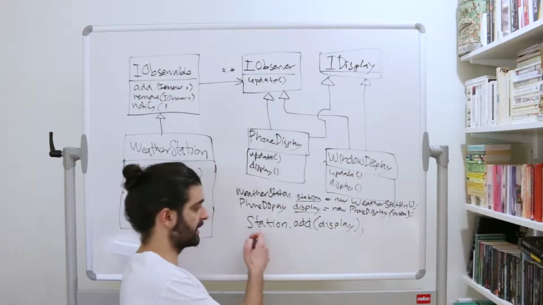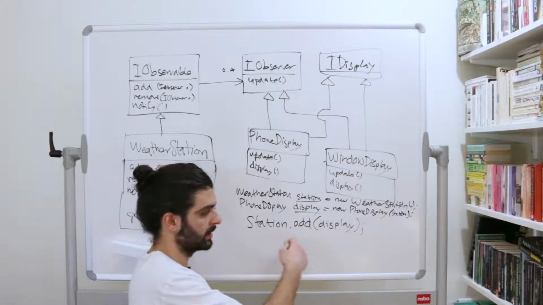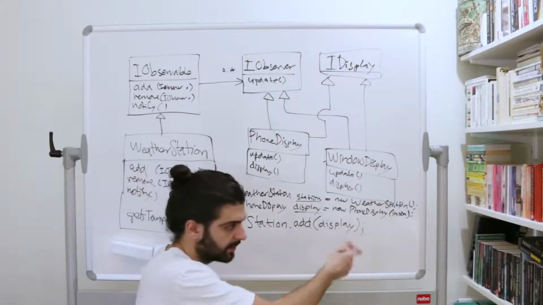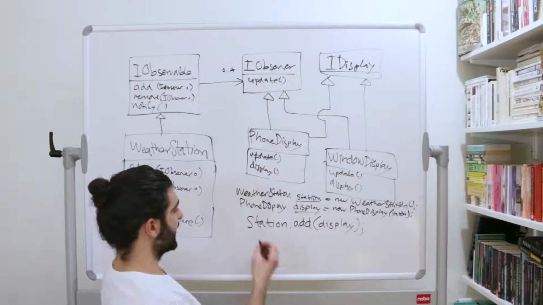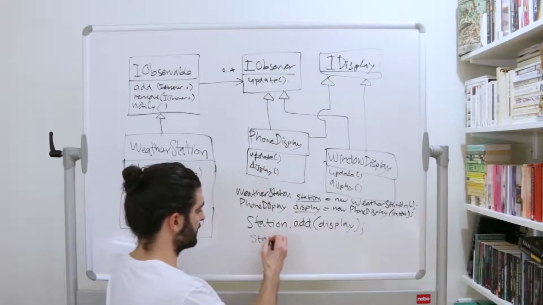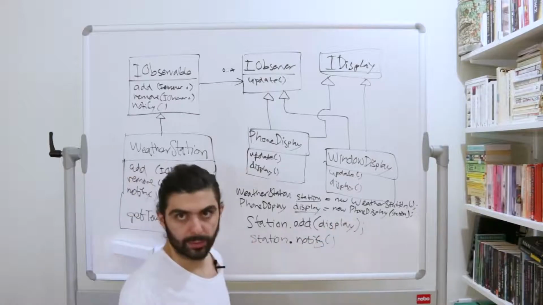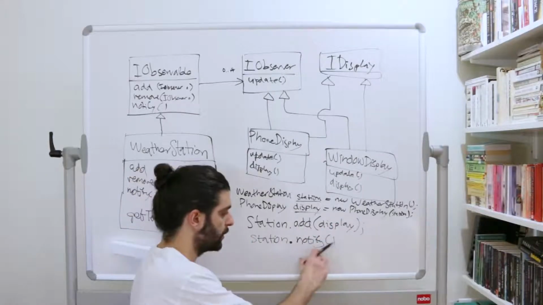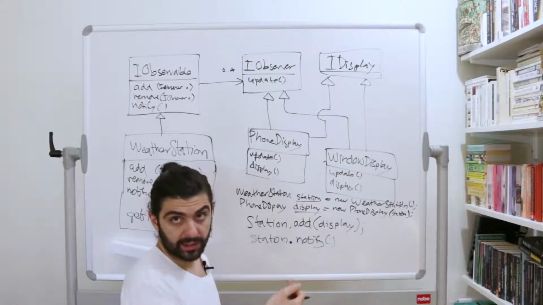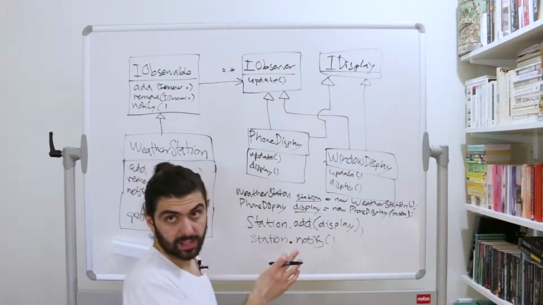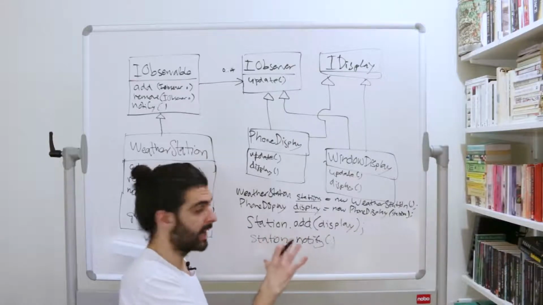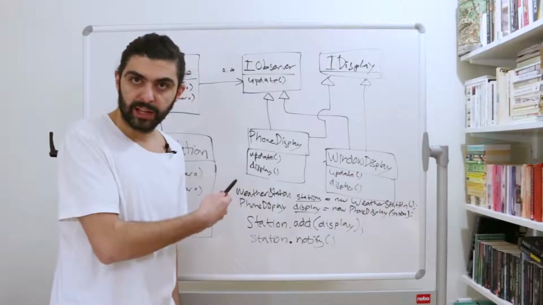And then we could go on. We could say station.add another display, station.add another display, etc. And then again, we could say station.notify, and then all of the observers would be notified. Of course, you could argue that notify should happen within the station rather than from the outside. But let's not worry about that right now. So that's how we would use that.